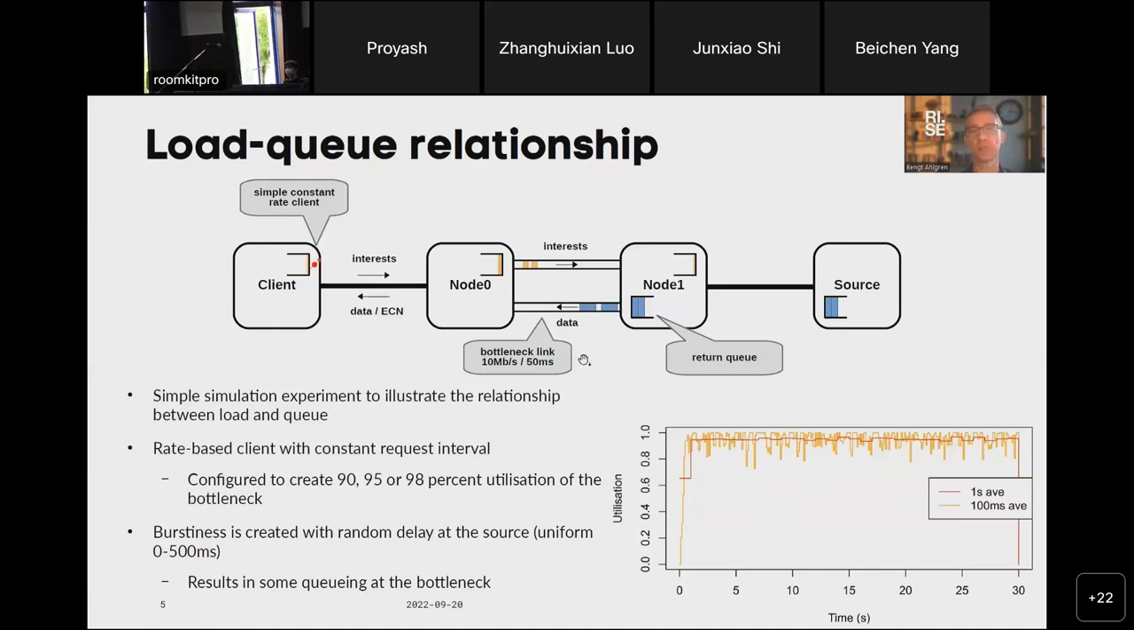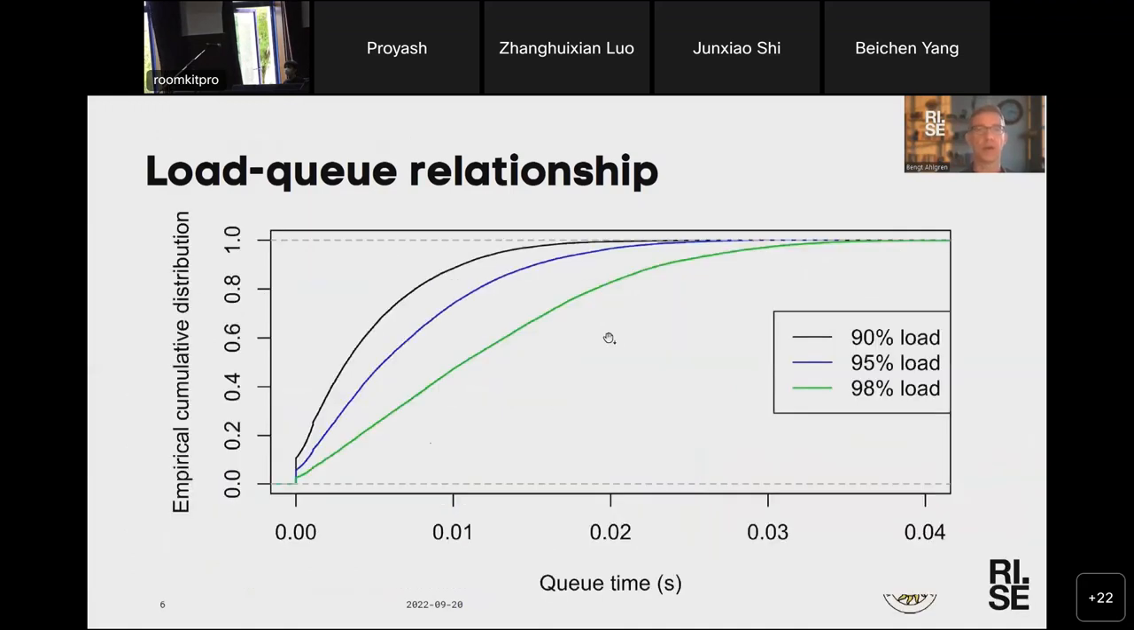So the setup is very simple with the bottleneck link in the middle. We illustrate the two directions separately here. But what we now monitor when we load the bottleneck link in the data direction is the queue here, the return queue. And we collect the queuing time, the time each packet spends in this queue. And then we create an empirical cumulative distribution that we plot here. We have the queue time on the x-axis, and we see the different curves for 90% load, 95, and 98% load.